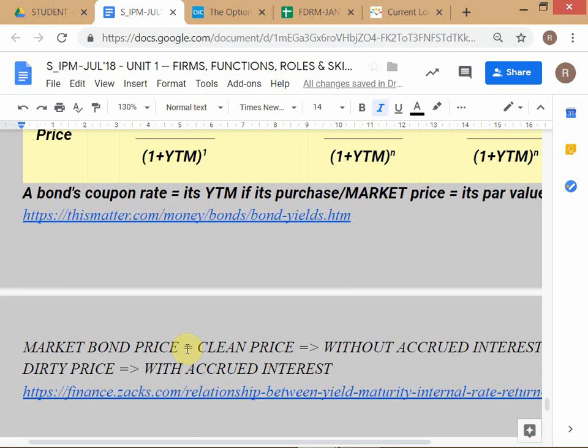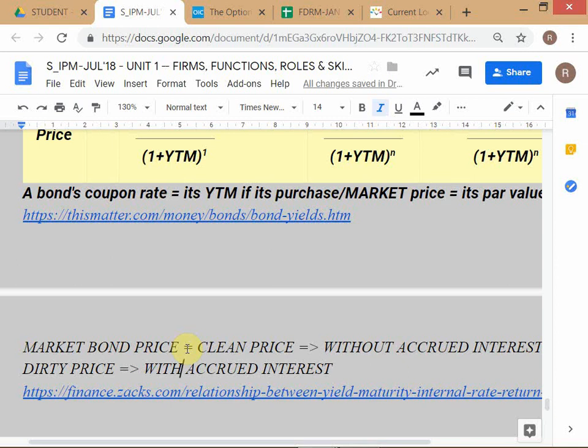So clean price is the price without accrued interest. These are the two terms you need to know. And the dirty price is the one which includes the accrued interest. So when the final consideration is paid from the buyer to the seller, that will have to be the dirty price, because the seller will not part with the bond unless he also gets the accrued interest. Is this clear to everyone?